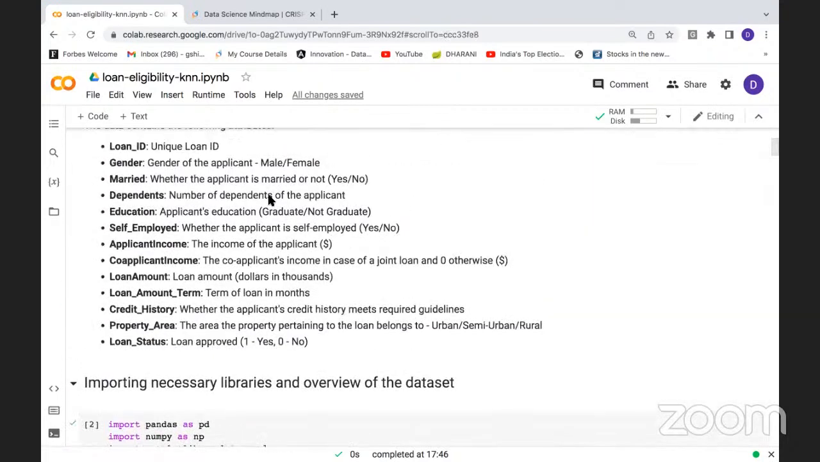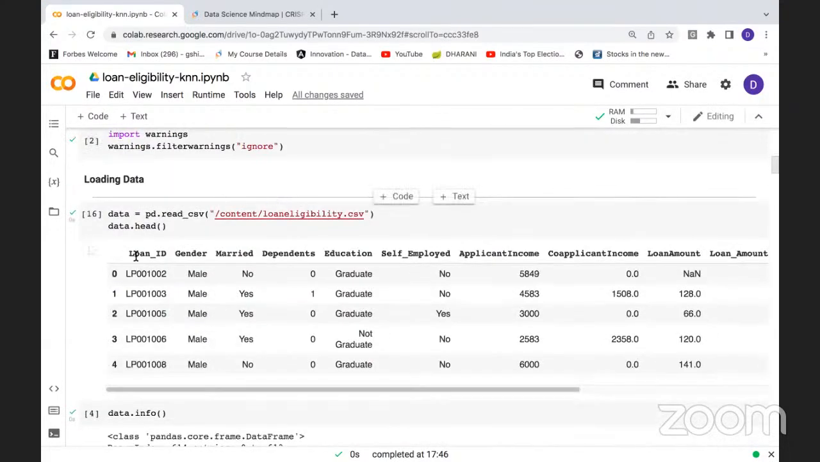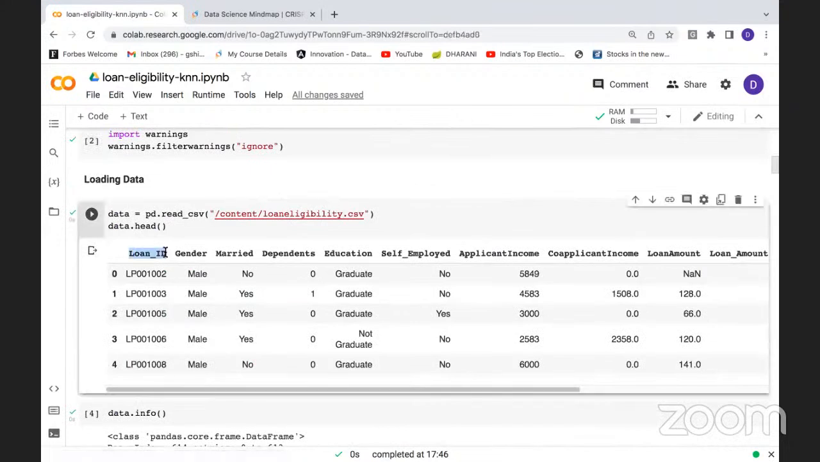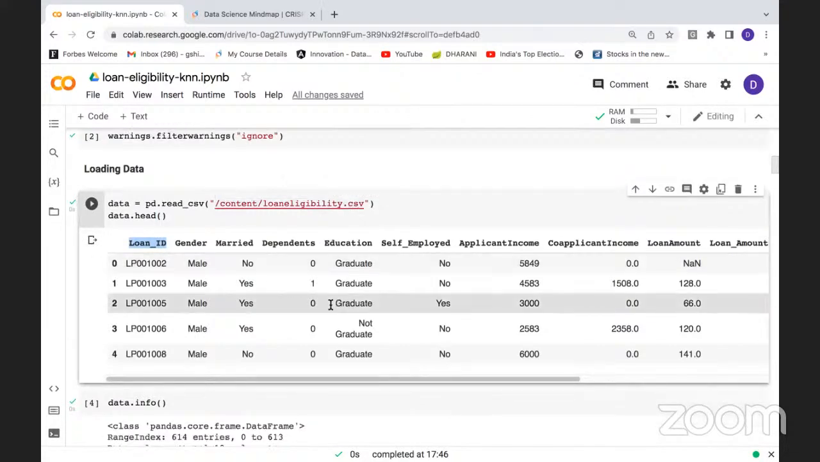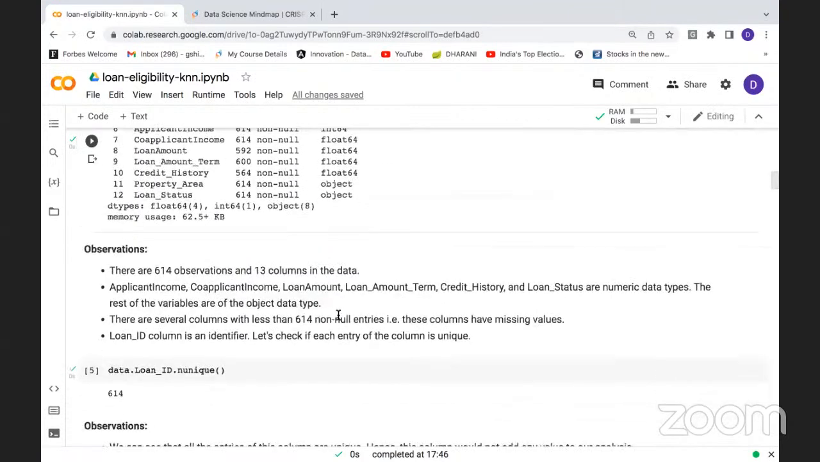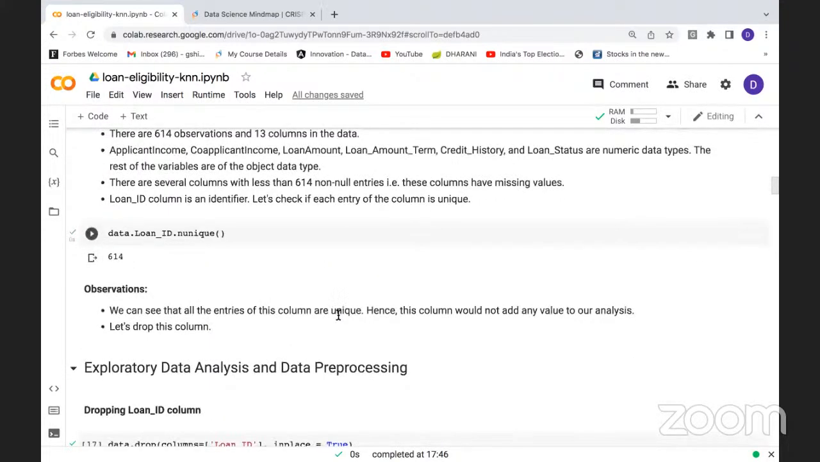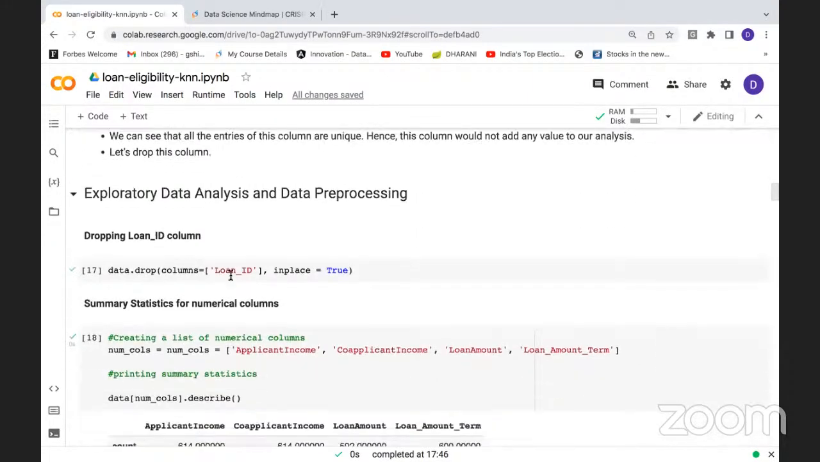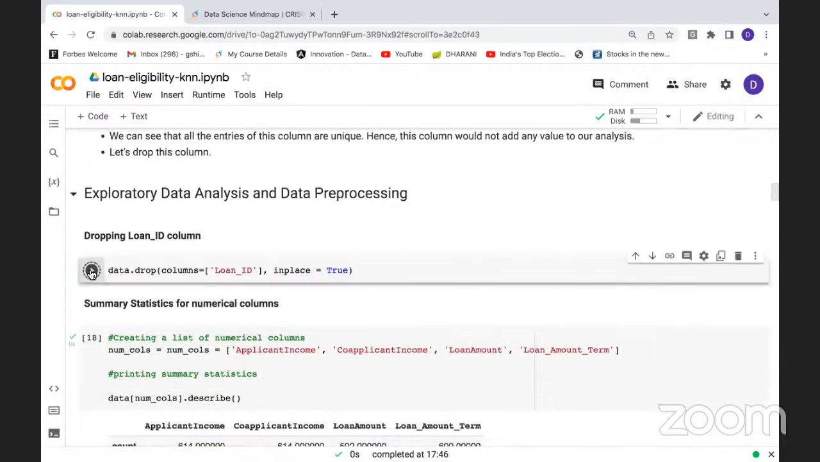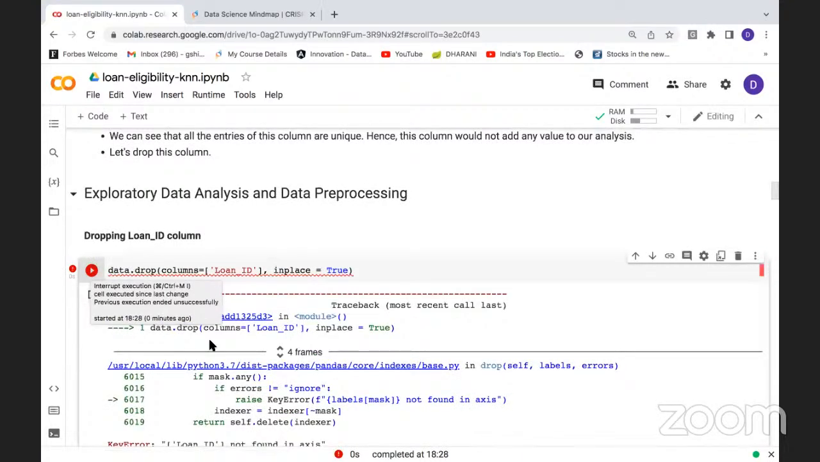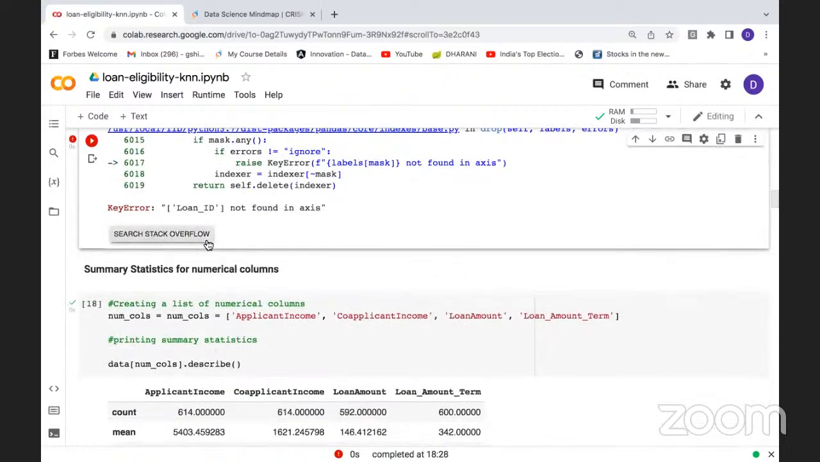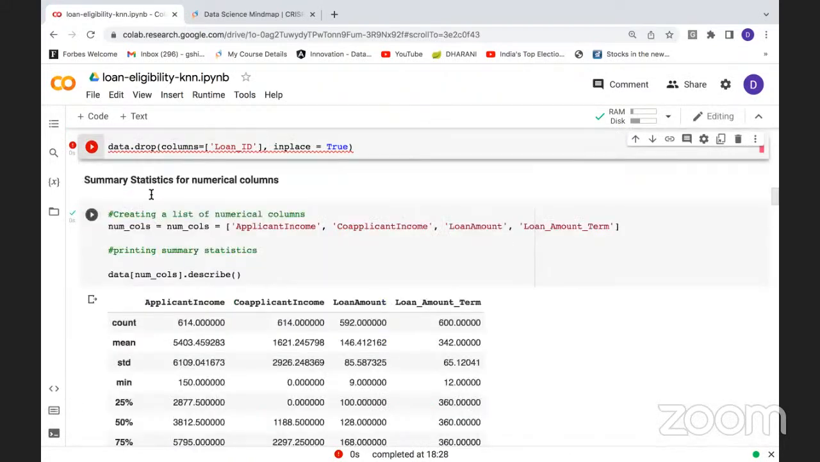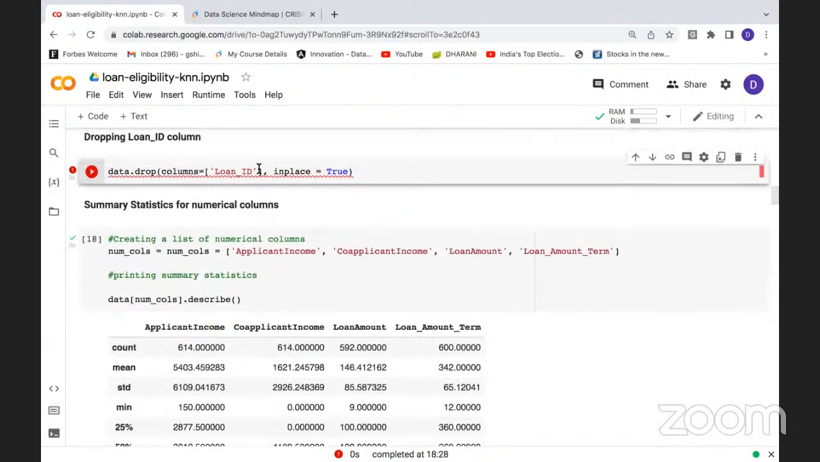First thing is, if you observe, loan ID is numeric data, but it is nominal. It is just an ID, like the roll number we used to have in school. When you submit your application form, you get an acknowledgement ID. That is the ID you have. I need not work with that, so I dropped it. Okay, it's already deleted, so it's showing me an error. No problem.